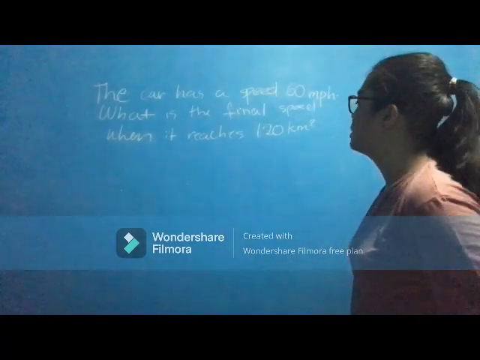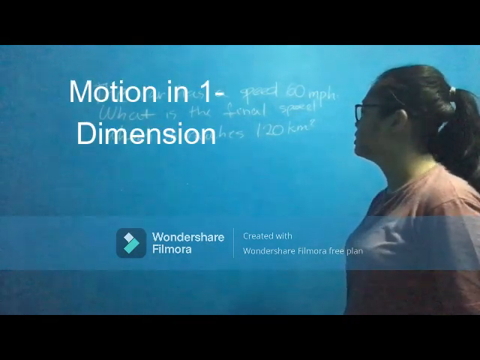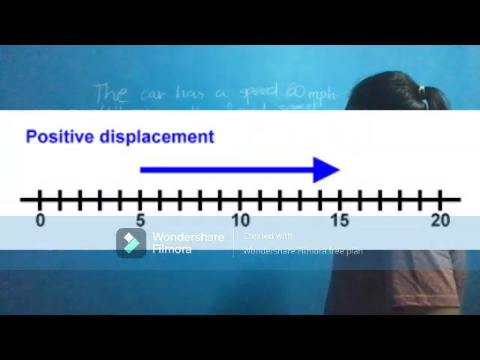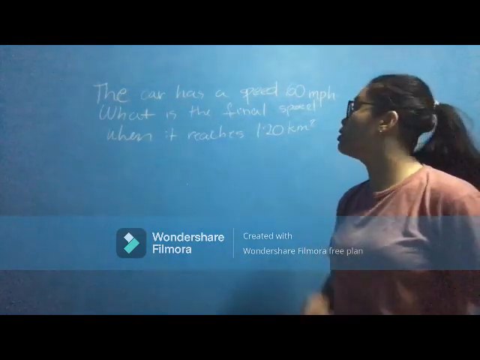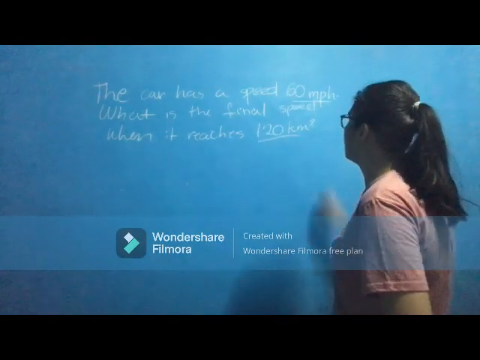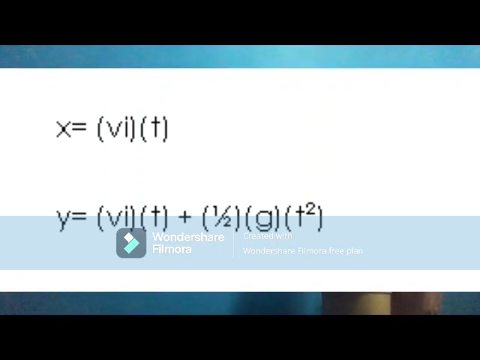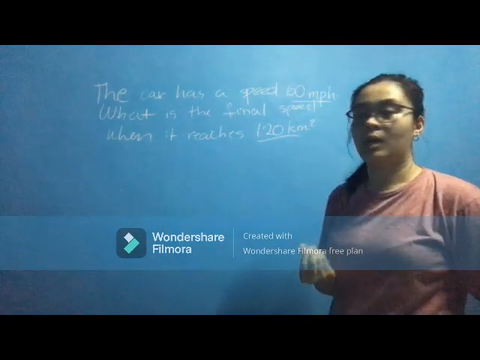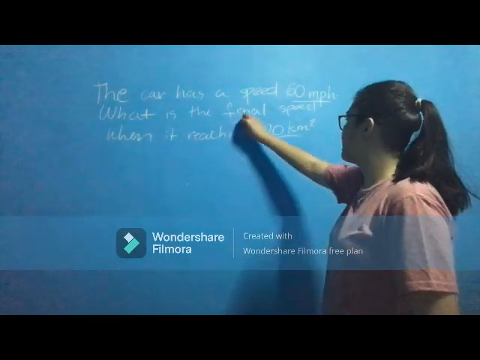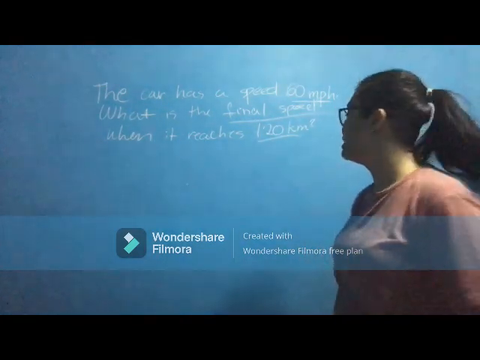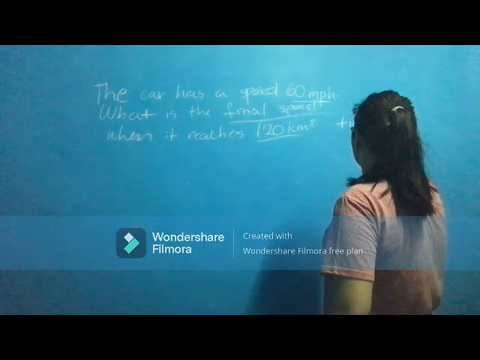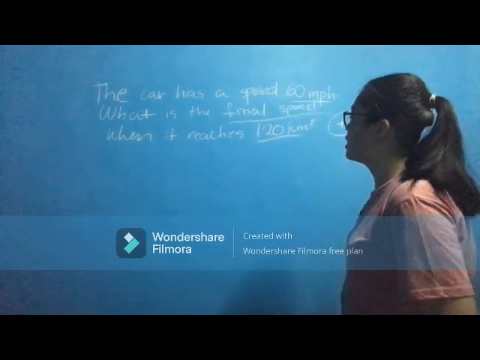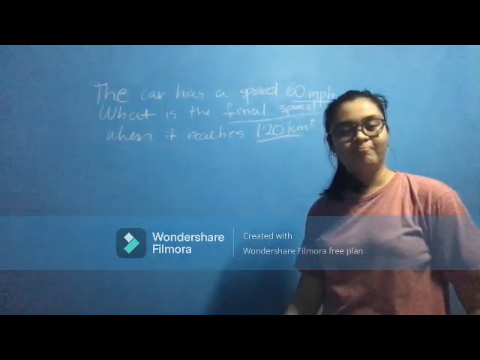Here's our problem. The car has a speed of 60 miles per hour, and the problem is, what is the time when it reaches 120 kilometers? Now we already noticed that it does not have the same unit. This one is miles, this one is kilometer. We're going to use the dimensional analysis and an equation to find the time. What is the overall time when it already reaches 120 kilometers? Let's do that.